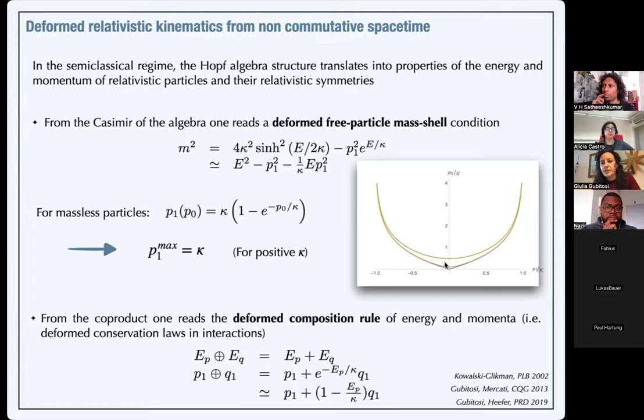To give you an idea, here is a plot of energy versus spatial momentum. You see that for very small energy and momenta, the relation resembles the one of special relativity, but then you get this behavior, and in particular, for the case of a massless particle, say a photon, you're only allowed photons with up to Planck scale momentum, okay?